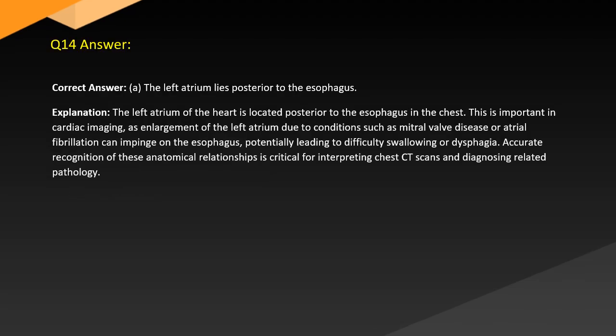Answer. Correct answer: A. The left atrium lies posterior to the esophagus. Explanation: the left atrium of the heart is located posterior to the esophagus in the chest. This is important in cardiac imaging, as enlargement of the left atrium due to conditions such as mitral valve disease or atrial fibrillation can impinge on the esophagus, potentially leading to difficulty swallowing, or dysphagia. Accurate recognition of these anatomical relationships is critical for interpreting chest CT scans and diagnosing related pathology.